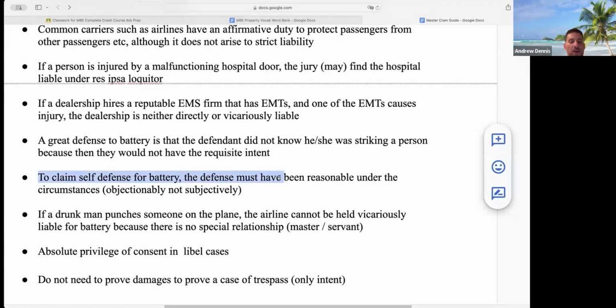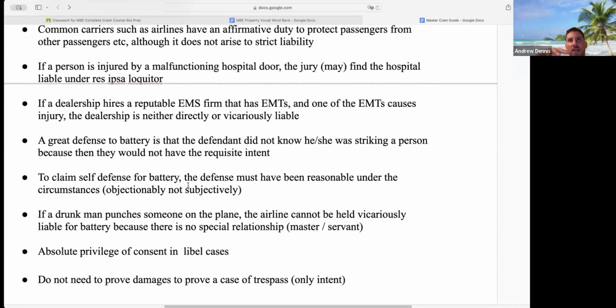To claim self-defense for battery, the defense must have been reasonable under the circumstances, objectively, not subjectively. So Johnny attacks Tommy, Tommy takes out his gun and blasts him. Is that okay? Well, if a reasonable person in Tommy's shoes would have felt that they were under threat of physical violence with a deadly weapon, then yes, it would be appropriate to pull out the gun and blast them. But if only Tommy thought that, because Tommy was wild and he played a lot of Grand Theft Auto, that wouldn't be a good defense if not everyone else would have thought that, right? Do we understand the difference between objective and subjective?